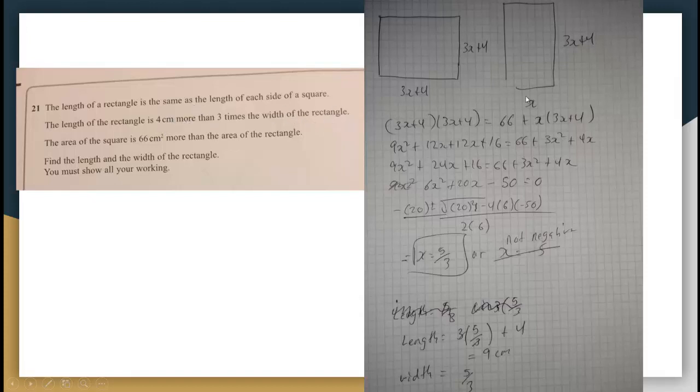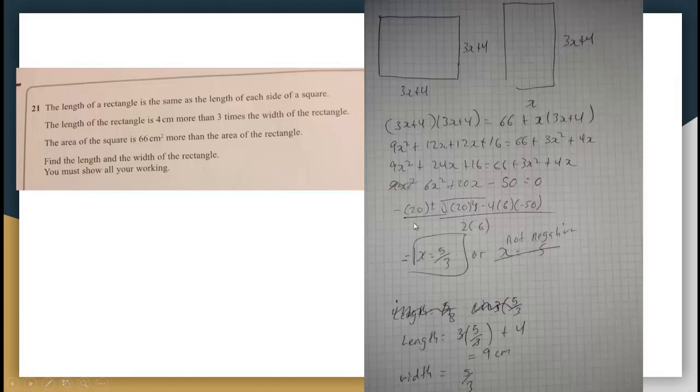So we know that we could just name the width x, and we know that the area of the square is 66 centimeters squared more than the area of the rectangle. So what we could do, guys, is set up a little equation here. The area of our square is (3x plus 4) squared equals 66 plus x(3x plus 4), because it's more than this. Then we expand the brackets, and you should get a little quadratic here, 6x squared plus 20x minus 50, and then use the quadratic formula.